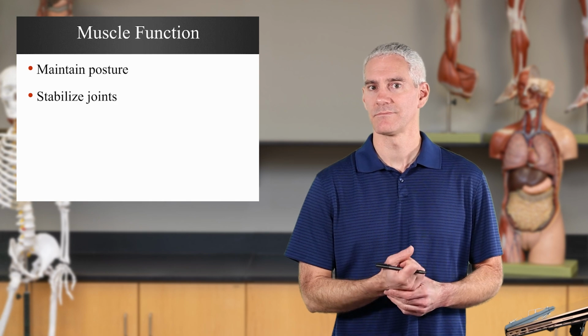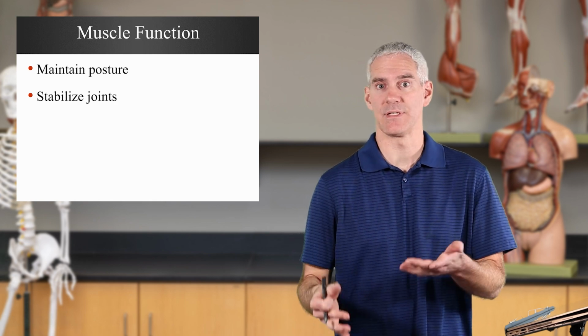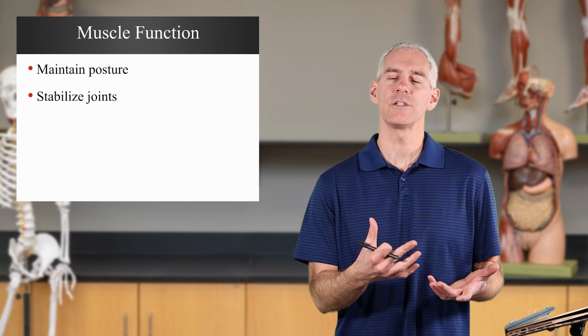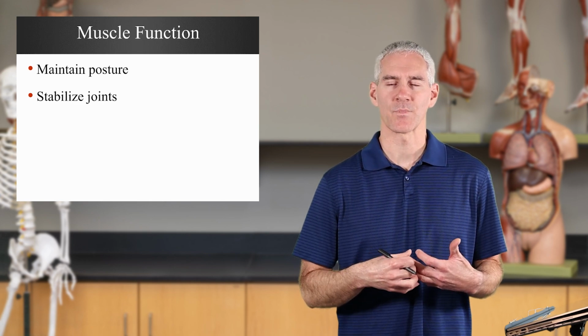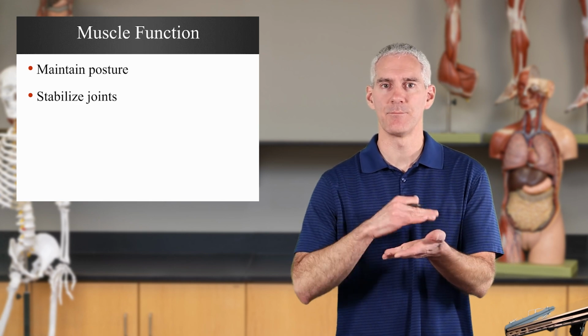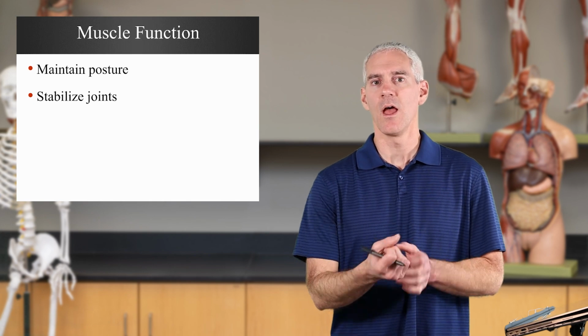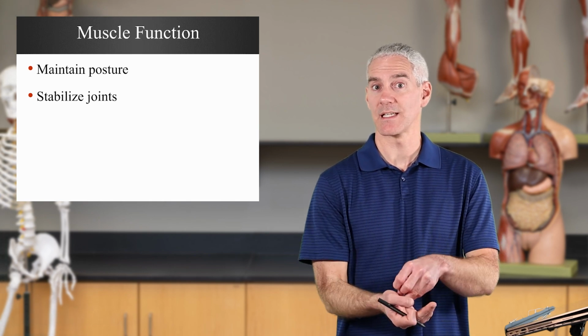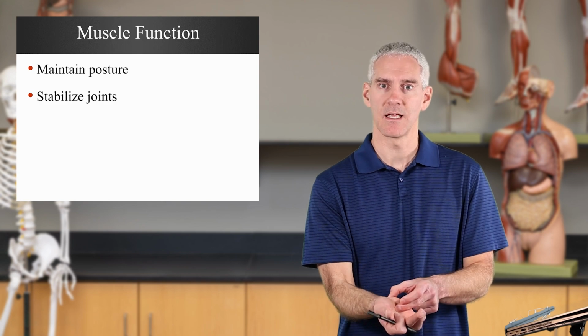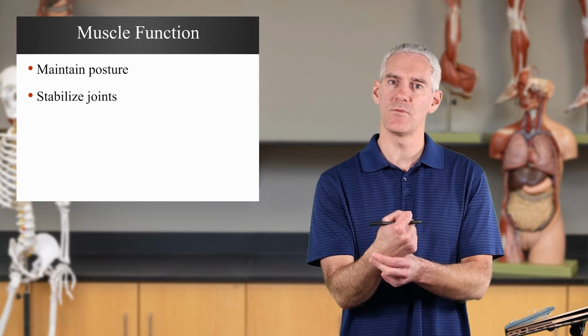Your joints. Think wrist, elbow, shoulder, hip, knee, ankle. All these joints, plus a whole lot more in your body, are stabilized based on the muscles that go across them. So as the muscles cross the joint, they give strength, they give stability, but they also give the ability to move that joint.